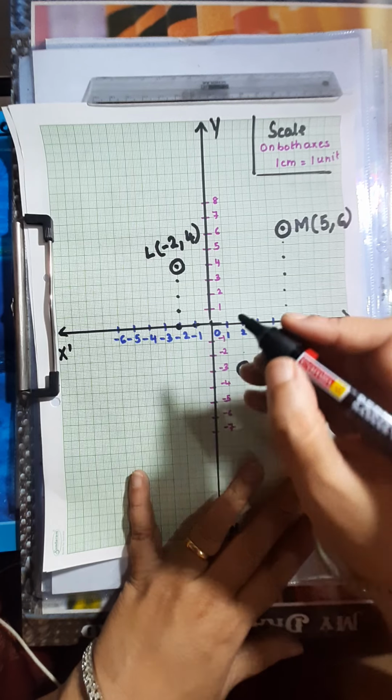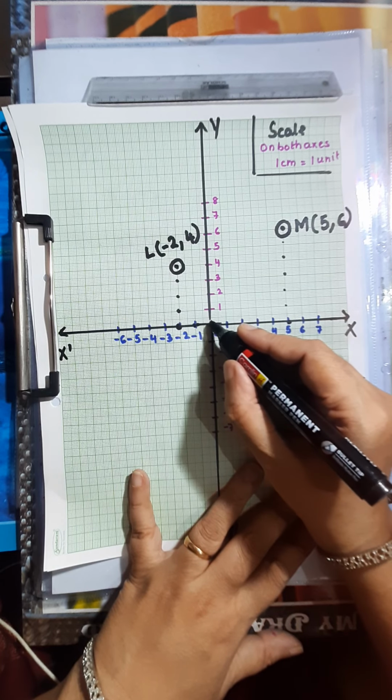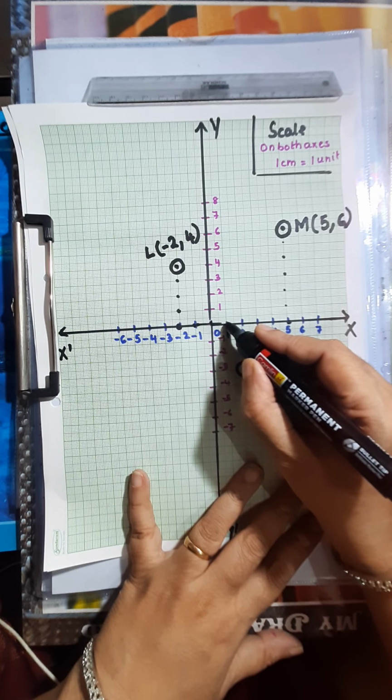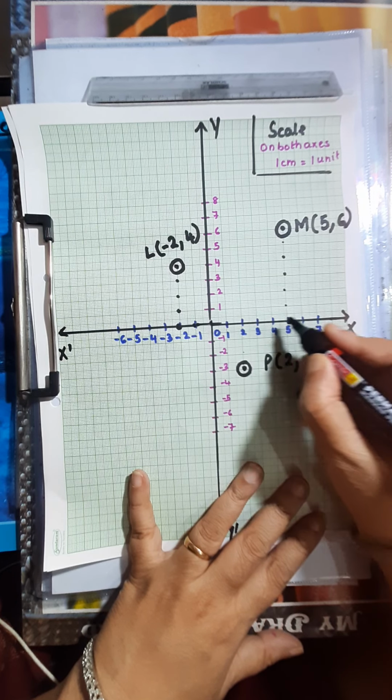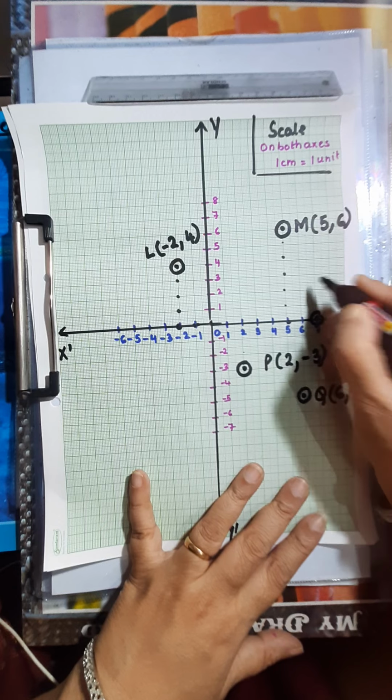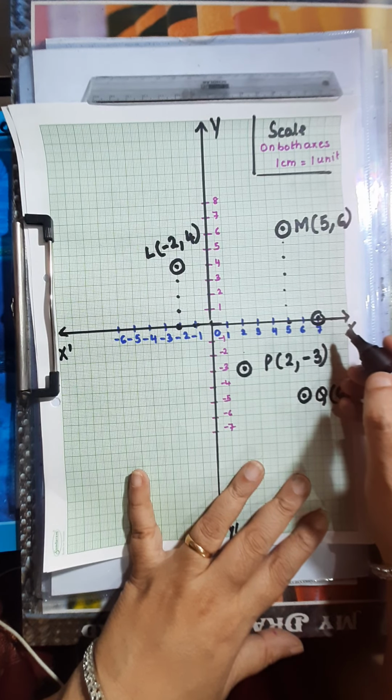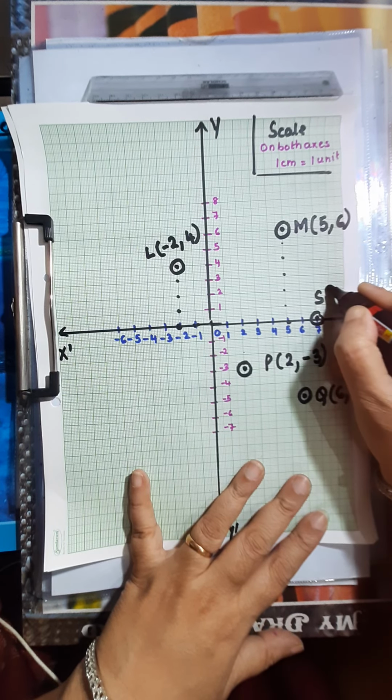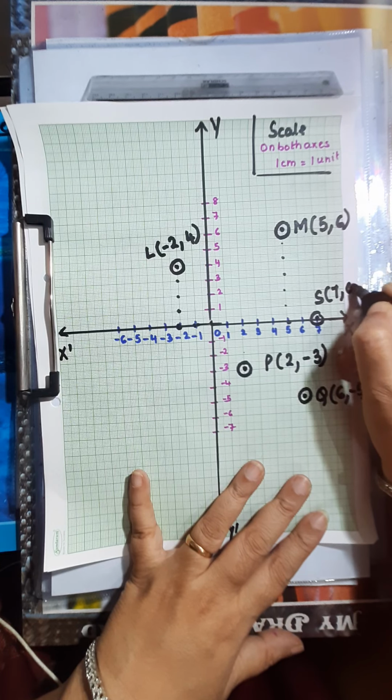Now S is 7 comma 0. So now what you do is from here you go 7. Go 7 places. 1, 2, 3, 4, 5, 6, 7. And you don't have to climb up. So you stop here. You don't have to go on top, right? Because it's 0. So S 7 comma 0.